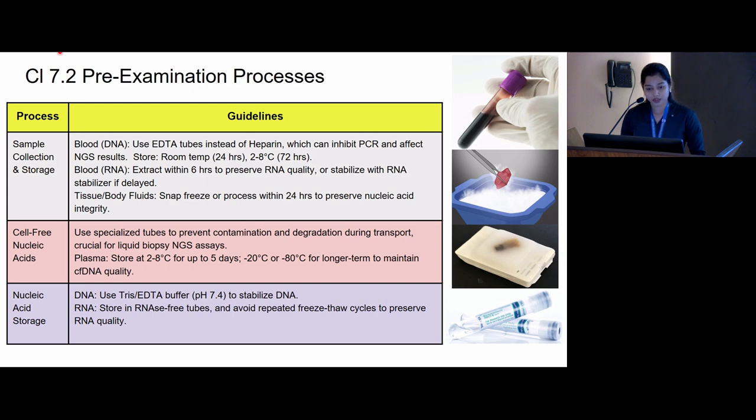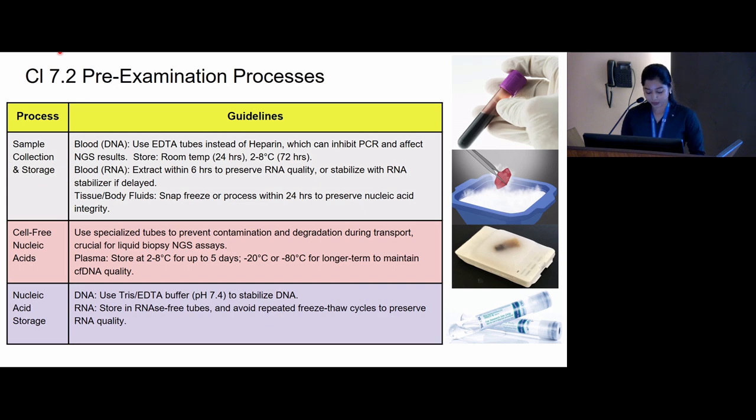Tissues can also be preserved as FFPE, that is formalin fixed paraffin embedded blocks. During shipping, especially over long distances, samples should be transported on dry ice. If processing is delayed, storing samples at minus 80 degrees Celsius is crucial to prevent nucleic acid degradation, which could also compromise the NGS results.